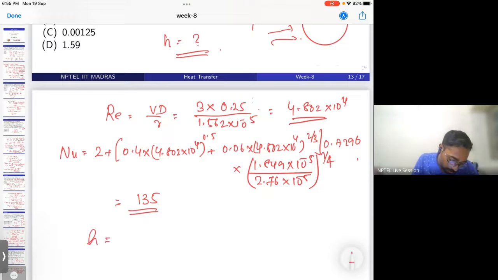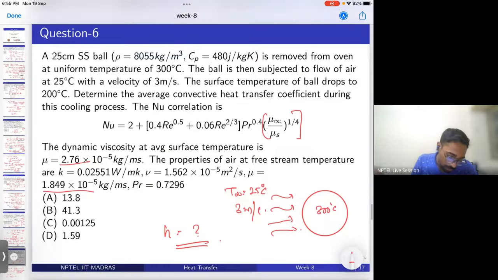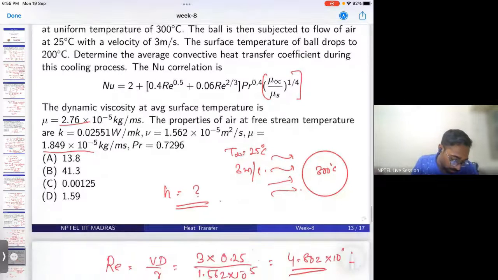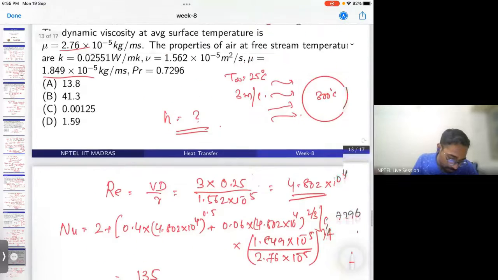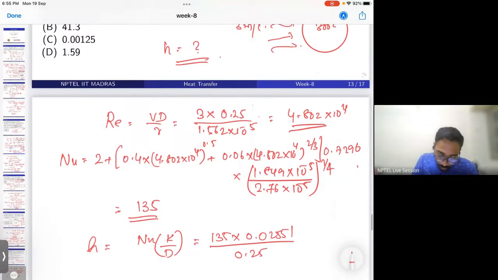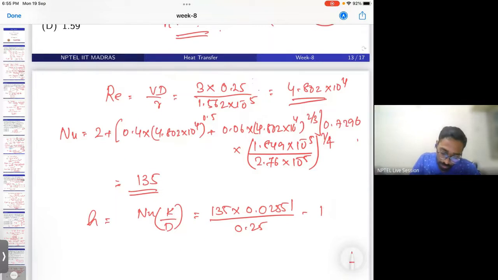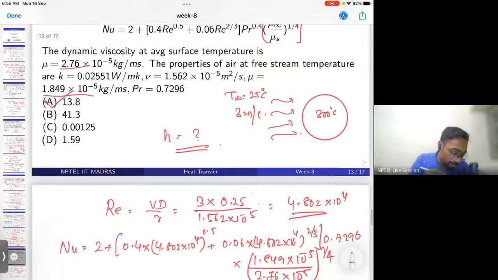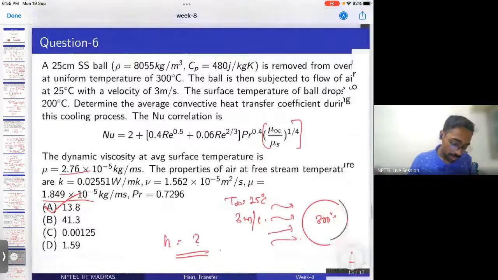So Nu is hD by k, so h is 135 into the thermal conductivity of the fluid, that is 0.0255, by the diameter 0.25. So the answer will come out to be around 13.8 watts per meter square Kelvin. This is the average heat transfer coefficient during this cooling process.